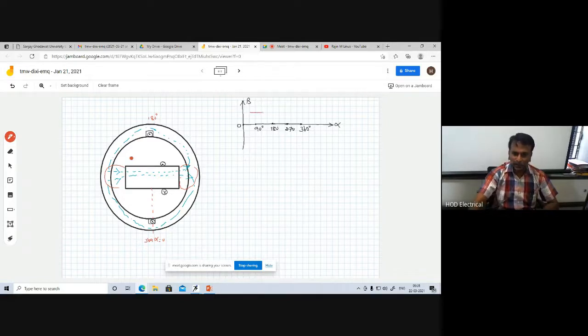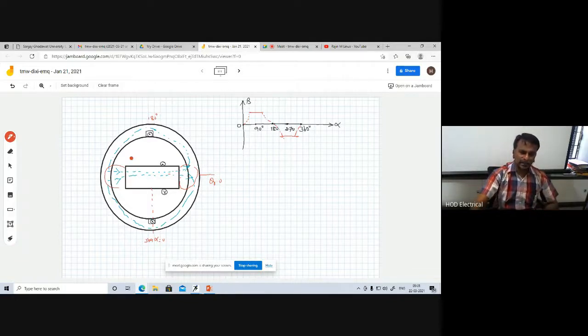Let me take the rotor angle theta r equal to 0 degrees. Here it will be maximum, then it will gradually reduce to 0. Then again the magnetic flux will be maximum here, and then again gradually reduce like that. That is the practical case.